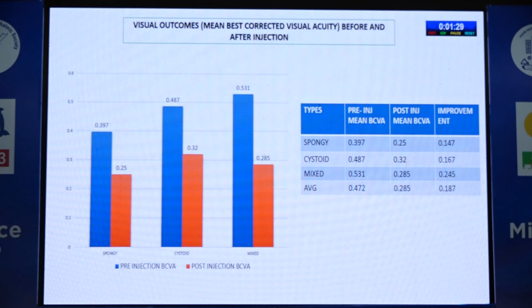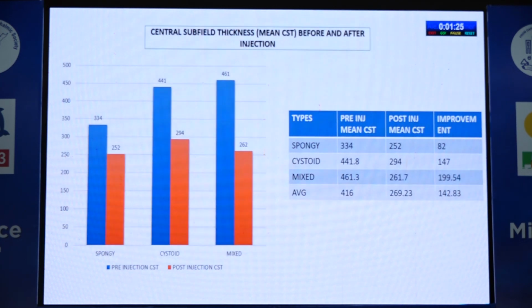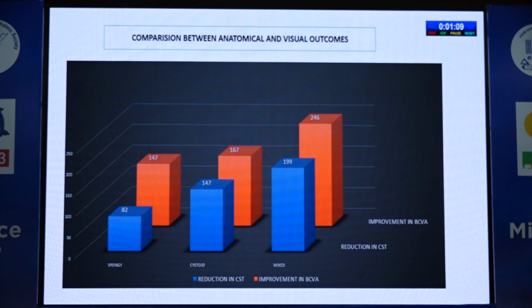On average, an improvement of 0.187, that is slightly more than 1 Snellen's line, has been observed. The mean CST measured in spongy before injection was 334 and post injection was 252, with an improvement of 82. In cystoid, an improvement of 147 was observed, and in mixed 199. On average, a 143 micrometer reduction in CST was observed. On comparing the anatomical and visual outcomes, it has been found that the maximum reduction in CST and the maximum improvement in best corrected visual acuity was found in mixed type.